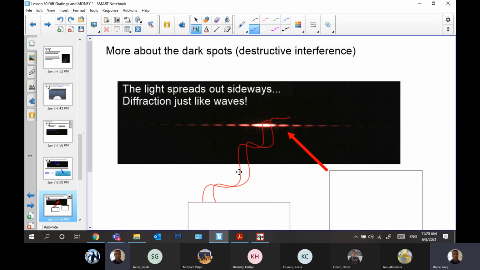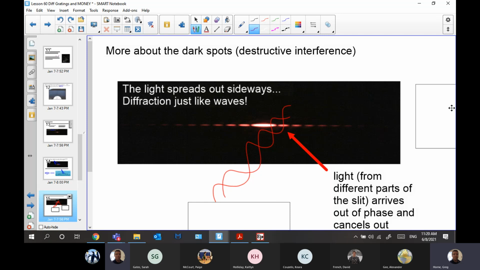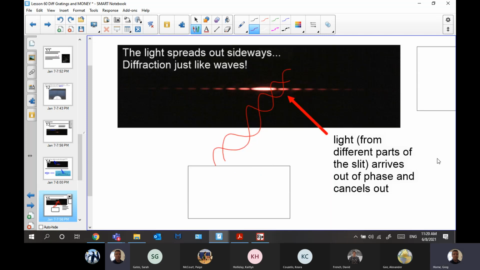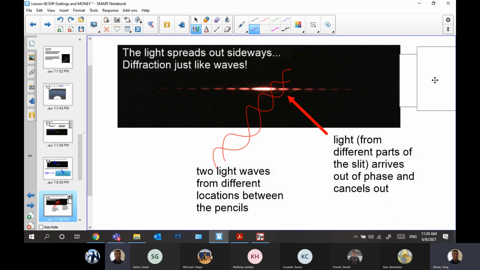So that'd be the middle section here. But at this dark spot right here, you must have destructive interference like that, an up and a down canceling out, right? So from two slits, or two light waves from two different locations in the pencils.